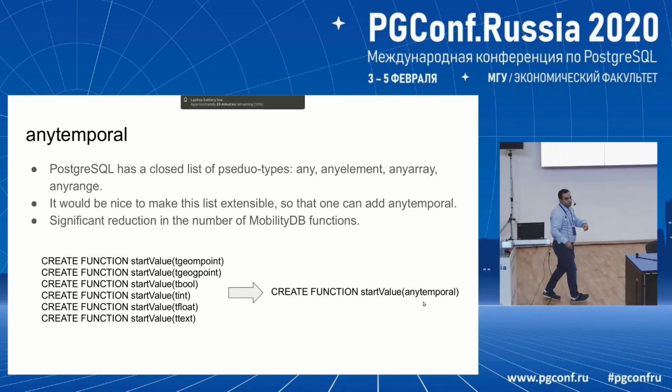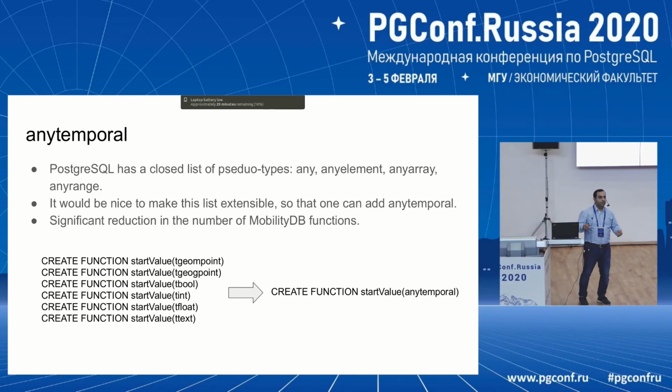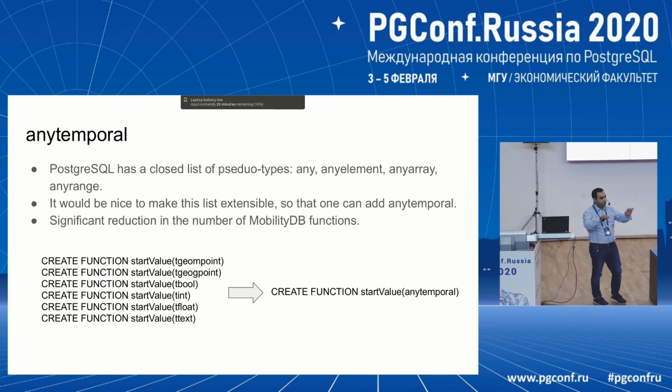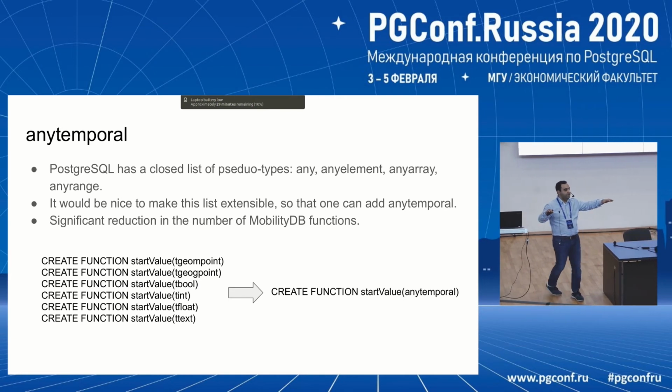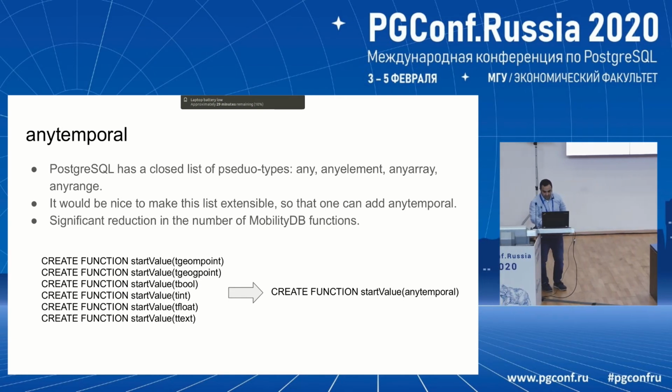The problem is that these pseudo types in PostgreSQL are not extensible. It's just a hard-coded list of pseudo types. It would be nice to make this list extensible.